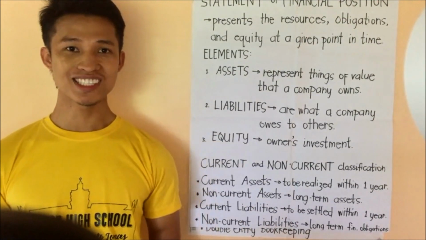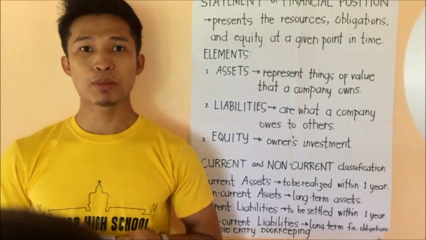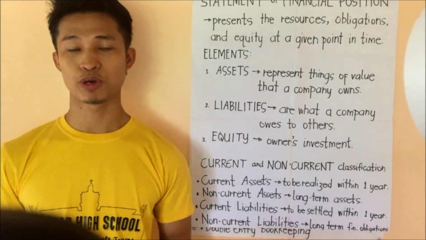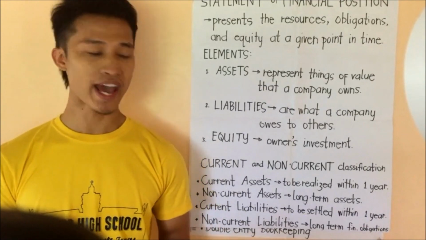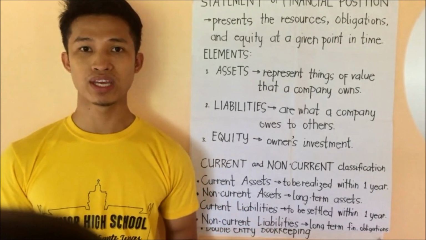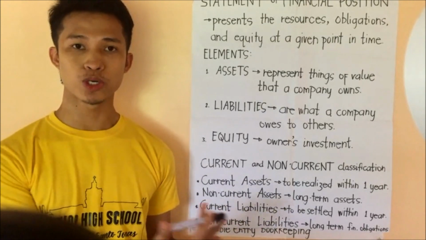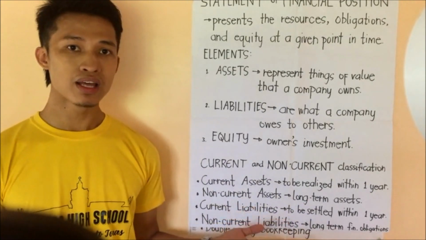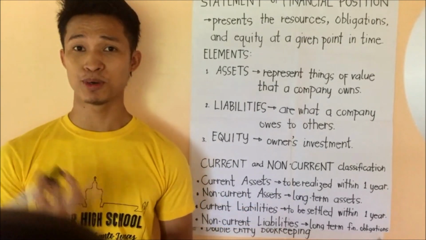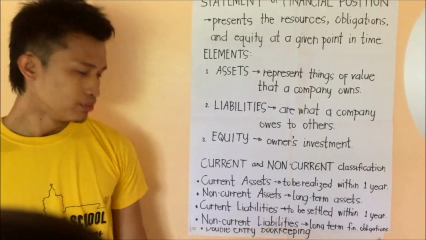The same with liabilities. We have current liabilities and non-current liabilities. Remember a while back we discussed liabilities. These are obligations or debts to be settled or to pay, right? So we have current liabilities. These are the liabilities to be settled within 1 year. Just like your current assets, they are called short-term assets. Here we have current liabilities. They are called short-term liabilities. Example, accounts payable, salaries payable. So those are current liabilities.